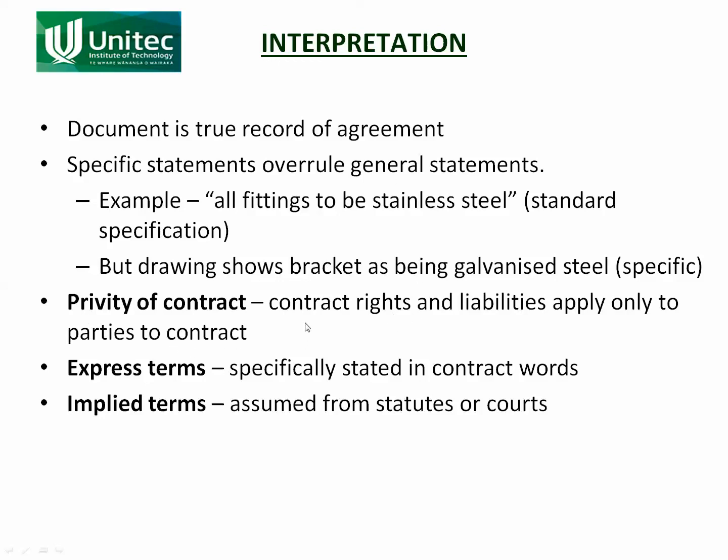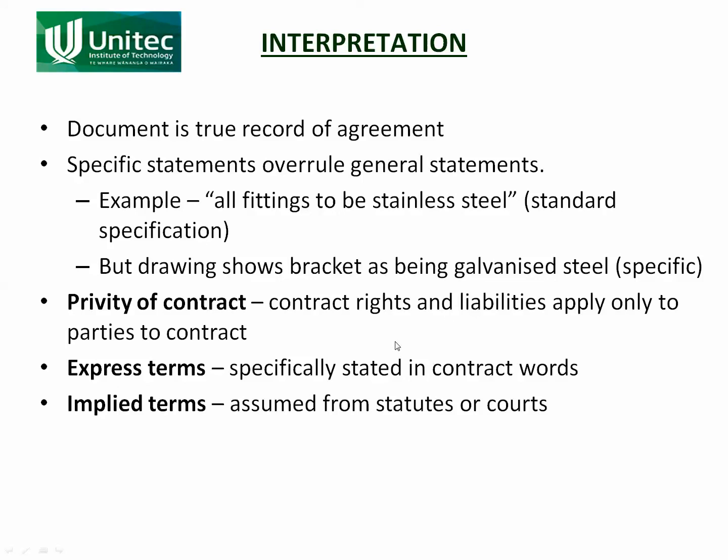Privity of contract. That means that the contract rights and liabilities apply only to the parties to the contract. Now there's a bit of a tricky thing about this, because in an engineering contract there is a third person, the engineer, who is appointed to the contract, and he is given rights under the contract. He is the representative of the client and the contractor, so he has specific rights. So privity of contract in an engineering contract is a little bit more complicated than most other contracts in that there is a third party there. However, he doesn't have liabilities under it.